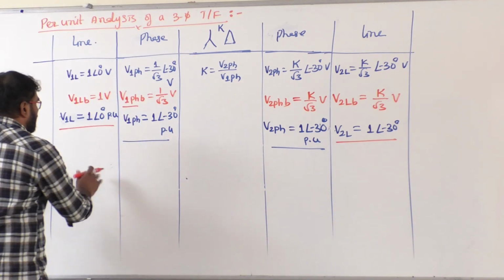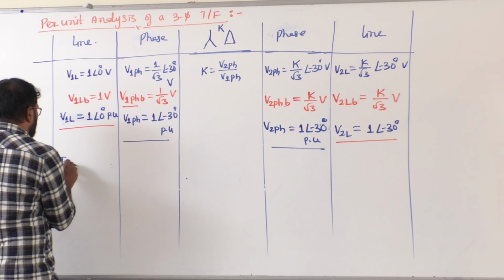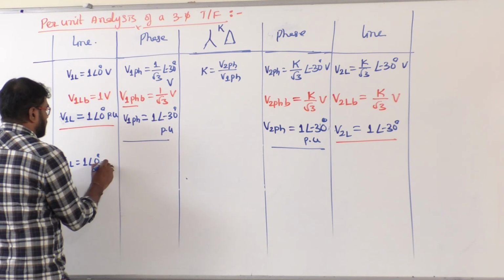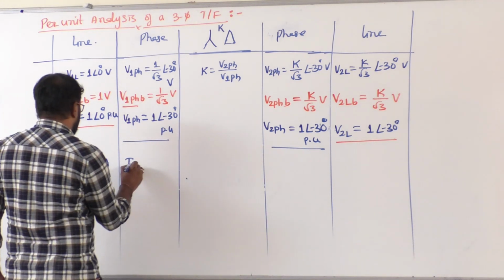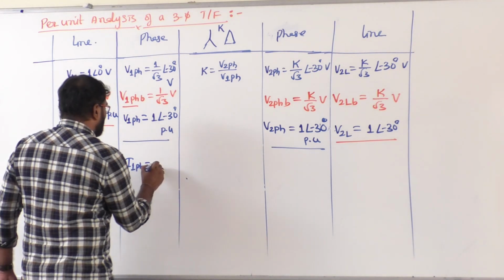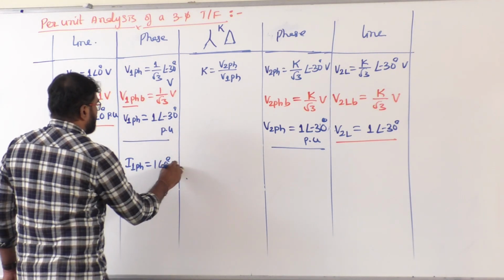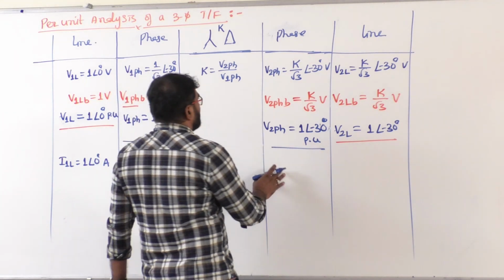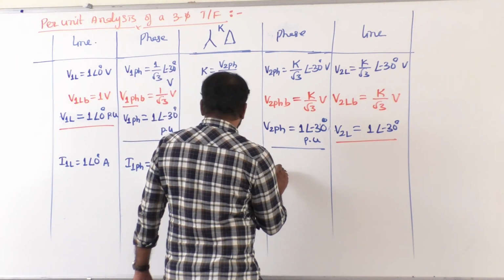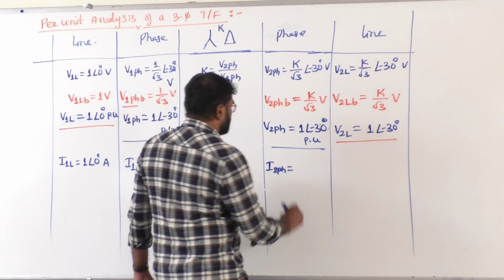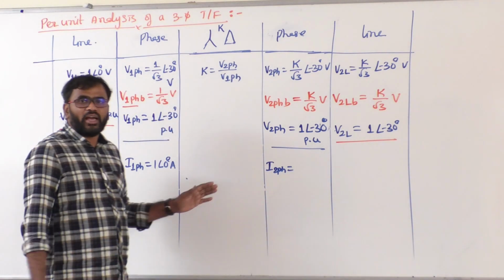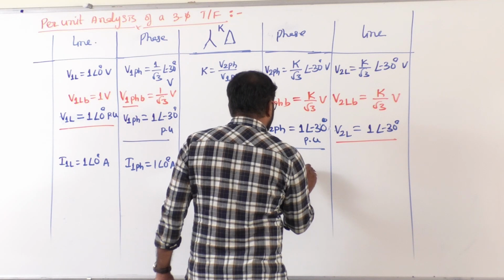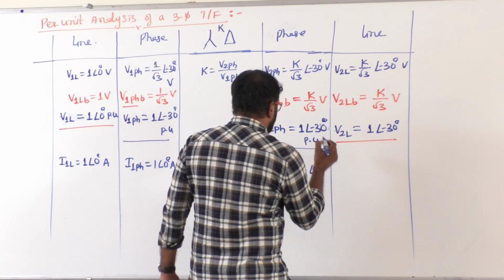For example, if the line current here, I1L, is 1 at an angle 0 degrees ampere. What about the phase current? I1 phase, same, 1 at an angle 0 degrees only, amperes. Why? For a star connection, line current and phase current are the same. Okay, but what about here? The phase current here, I2 phase, equal to what? I2 by I1 equal to 1 by K. Correct or not? So I2 phase is equal to 1 by K at an angle 0 degrees.